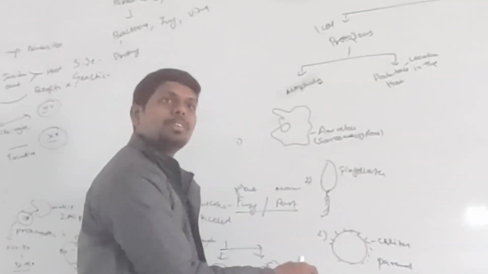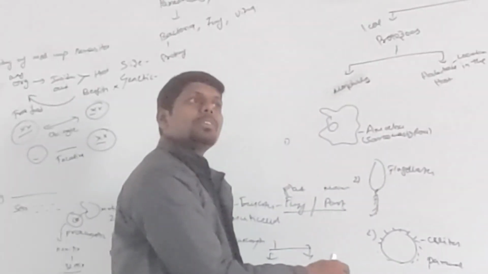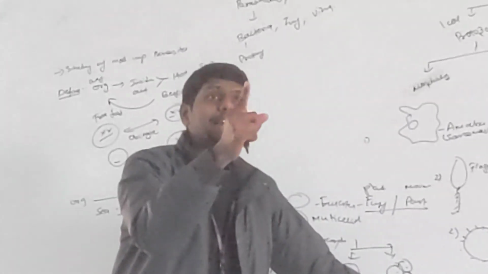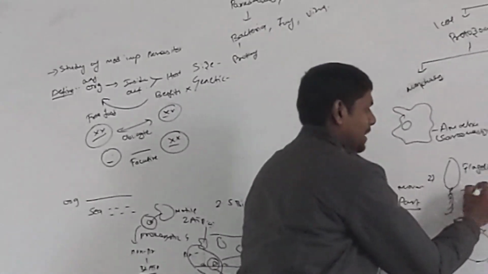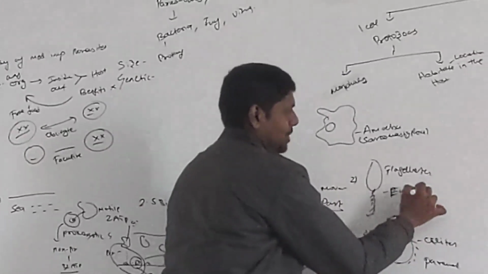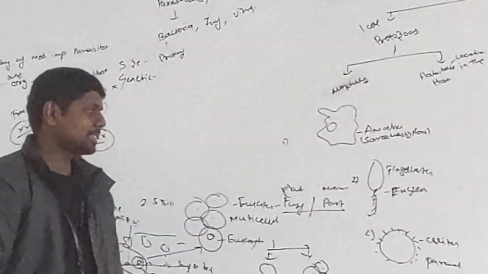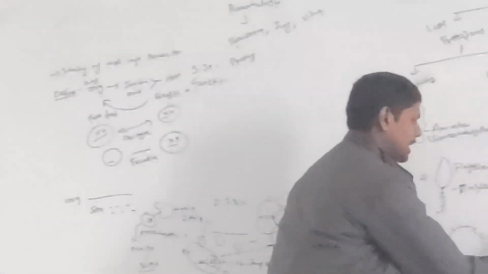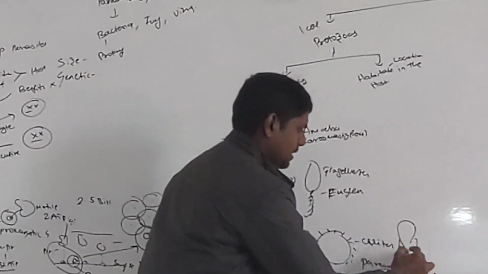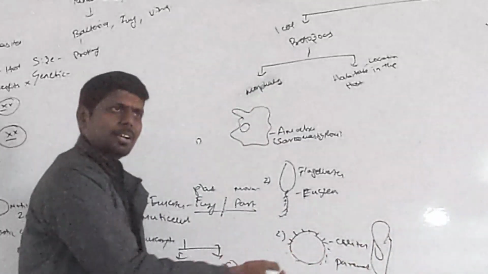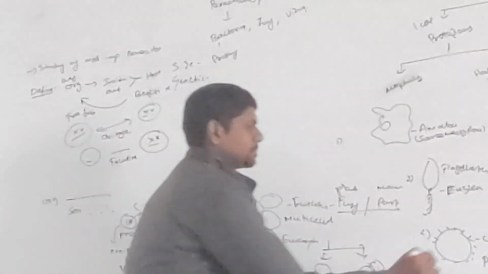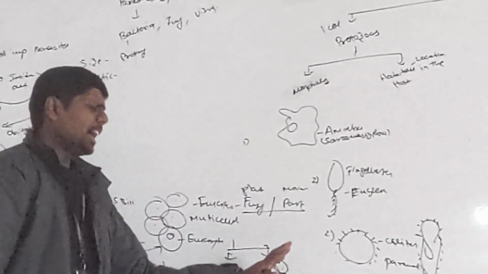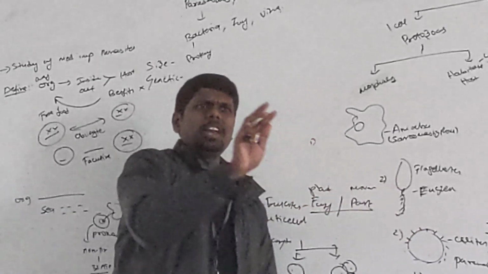Flagellate example? Paramecium is the example for ciliates, and Euglena is for flagellates. Euglena is for flagellates, whereas ciliates is for Paramecium. I hope you know the Paramecium structure, right? Yes. Similar, right?